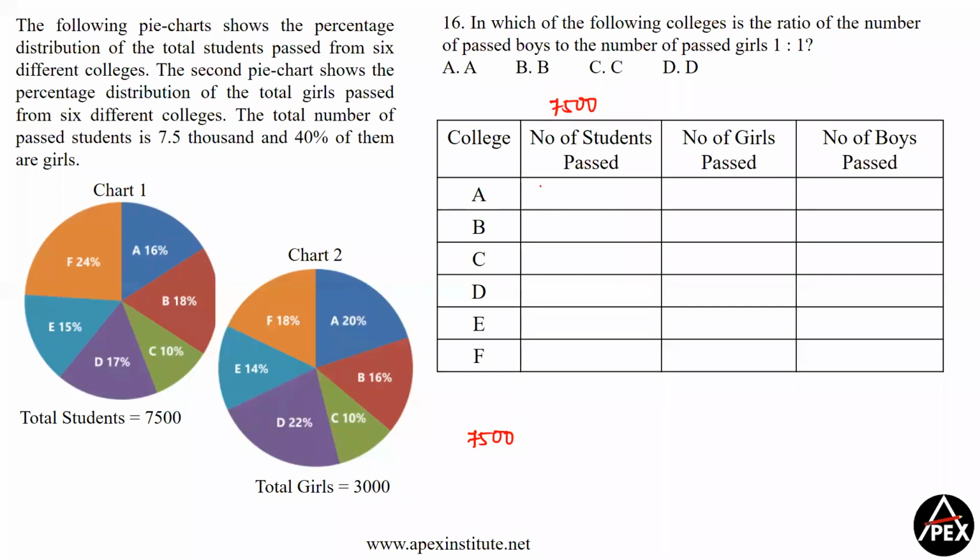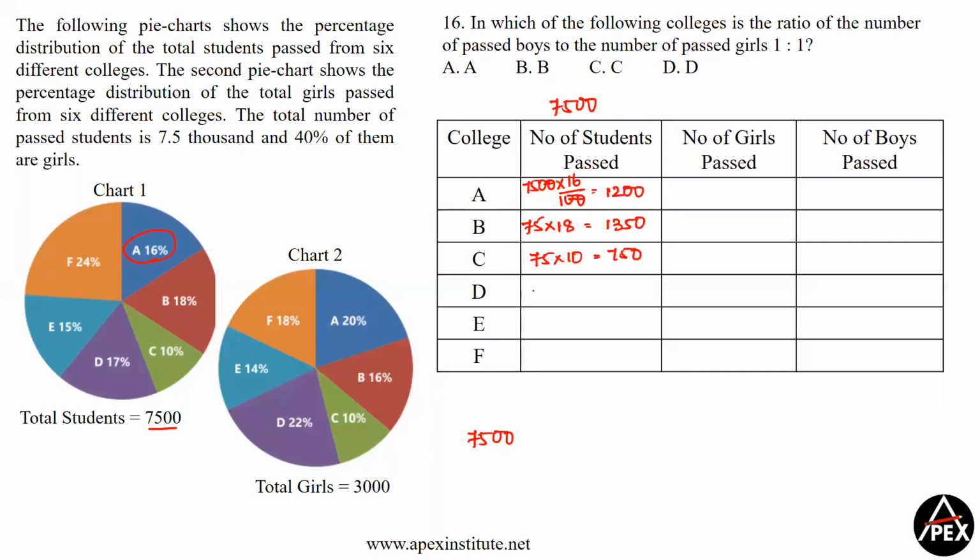So the number of total students passed from A will be 7,500 into 16 by 100. So 16% of total students, 7,500, are from college A. So this will be nothing but 1,200. Now from college B, this will be got by multiplying 75 into 18. I think it will be 1,350. Perfect. So from college C, 75 into 10, 750.